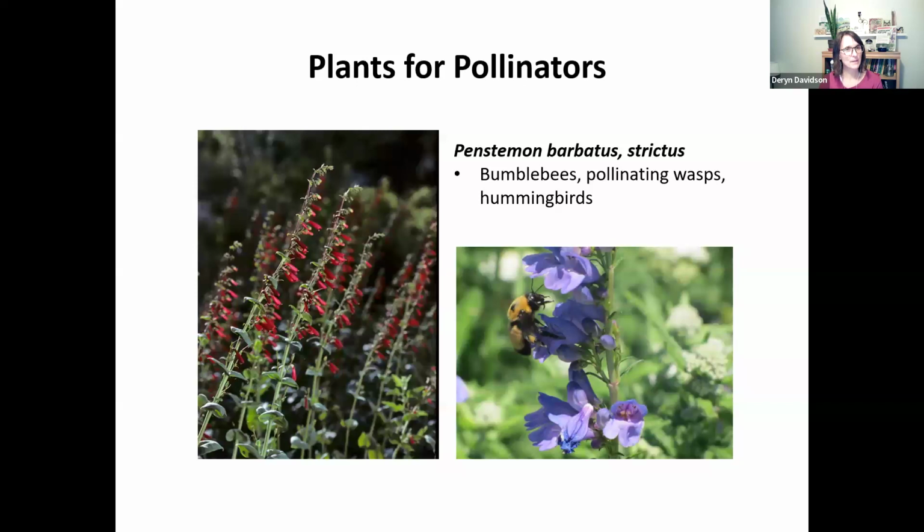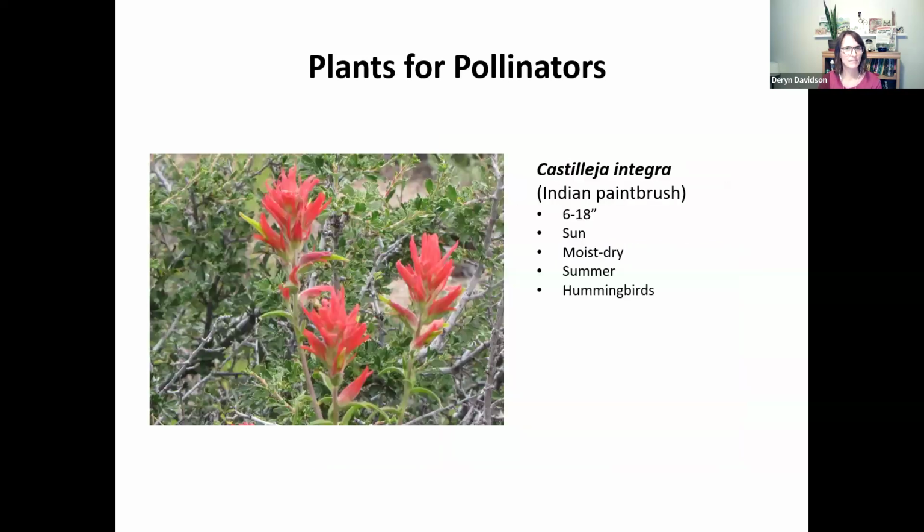Penstemons, I mentioned penstemons. We've got lots of different penstemons here. So I mentioned virens and strictus. We also have penstemon barbatus, and there are others. So bumblebees, pollinating wasps, hummingbirds, native bees, they're all going to be attracted to penstemon. Paintbrush is a really good one for hummingbirds. This is going to be a little bit trickier, but if you want a challenge, you can try to get a paintbrush to grow.